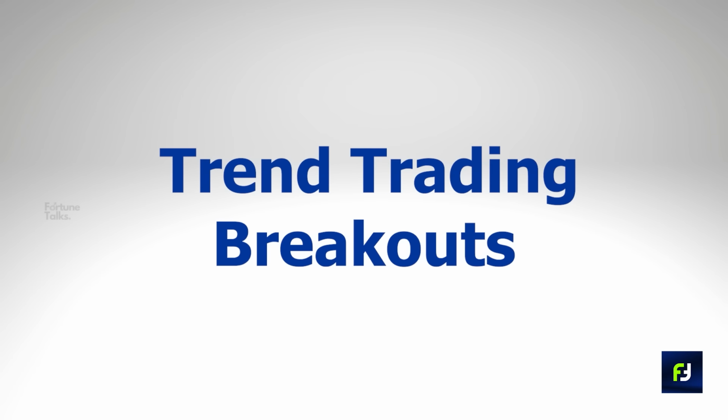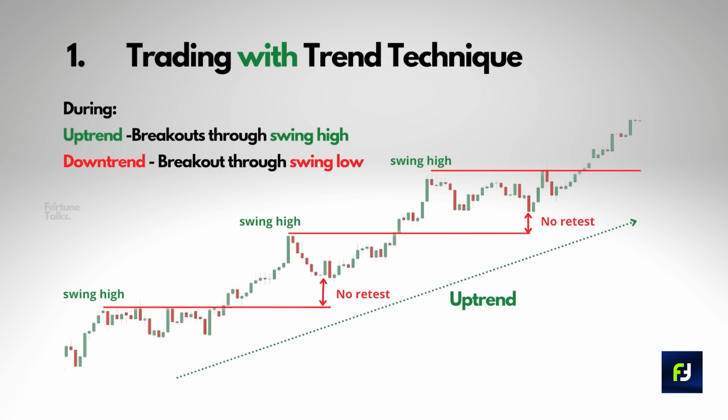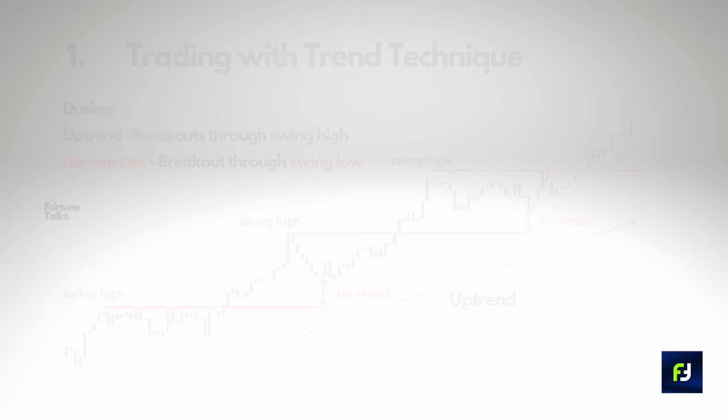Right now, in this scenario, you want to trade breakouts instead of pullbacks. This type of breakout trading strategy is called the trend trading breakout strategy. Here you can either trade the break of the swing high or swing low, depending on the type of trend the market is in. Let's see how this works with an example.